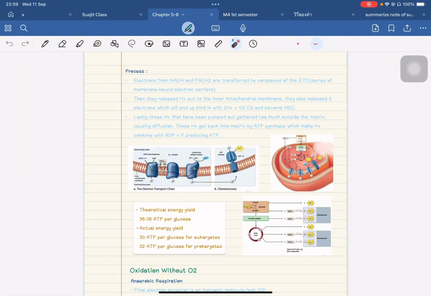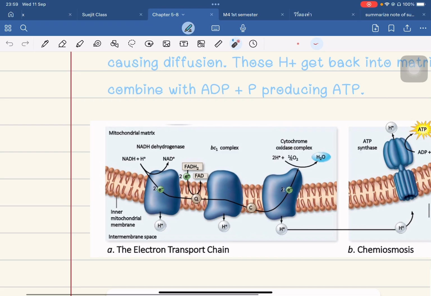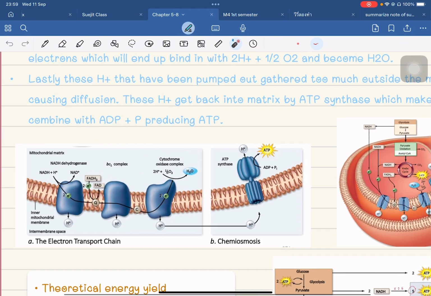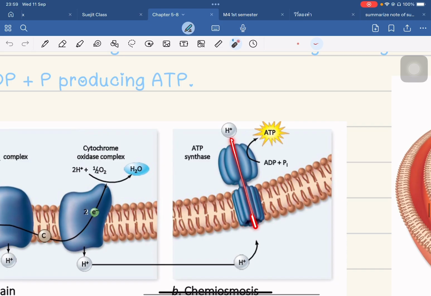And after they gather on that side too much, they're gonna cause the diffusion because the concentrations are not the same on the two sides, right? So those H plus are gonna get back into the matrix through the ATP synthase. Here, this one, the ATP synthase.